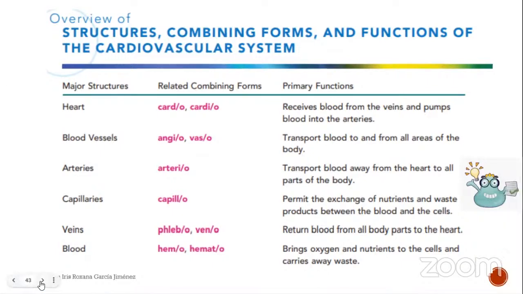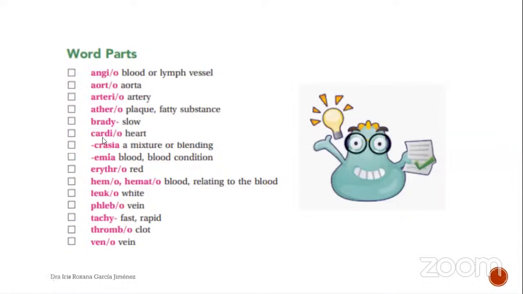Let's keep on working. Now we have again the word parts with their meanings. Angi, aort, aorto, arterio, ather, brady, and a hyphen, it's a prefix. Cardio, cardio, crasia, you know, it's a suffix. Emia, it's a suffix again. Erythro, hemato, leuco, phlebo, tachy as a prefix. Thrombo and vein. Okay, just for studying and catching the meanings.